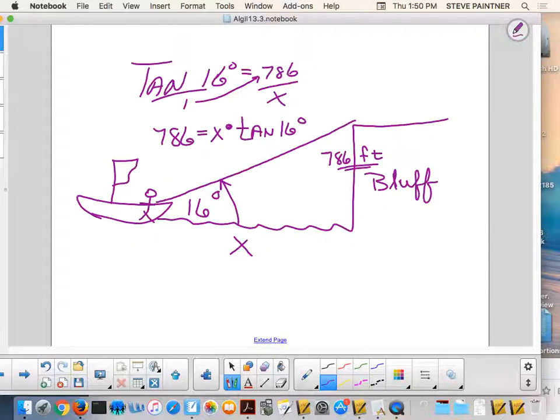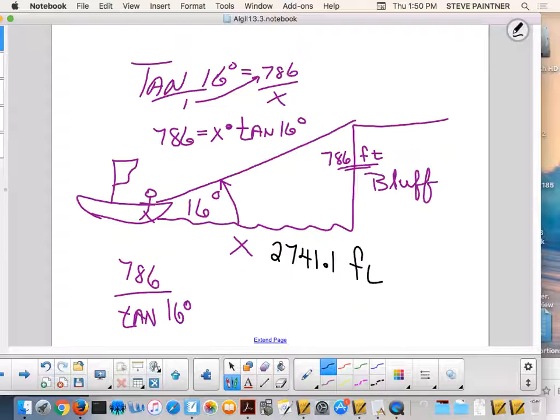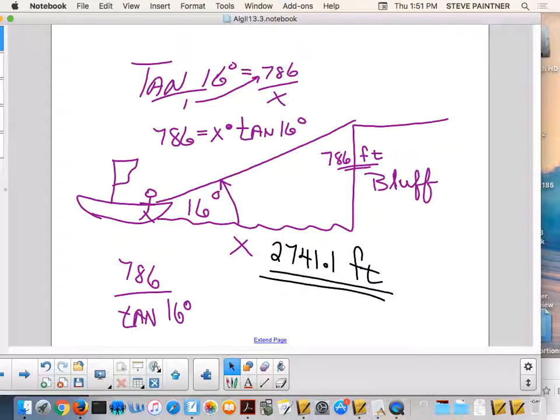How do you get x? Divide 786 by tangent of 16 degrees. What is this again, Steph? It's 2,741 feet, point 1. Good? All right. That wasn't on my answer key for some reason, so just in case, that's all it was.